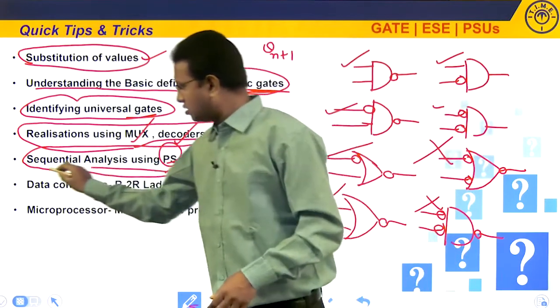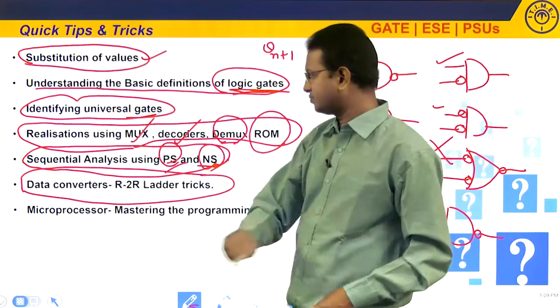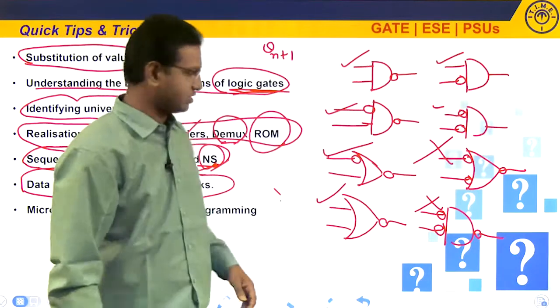Next, coming to data converters, the R-2R ladder tricks.